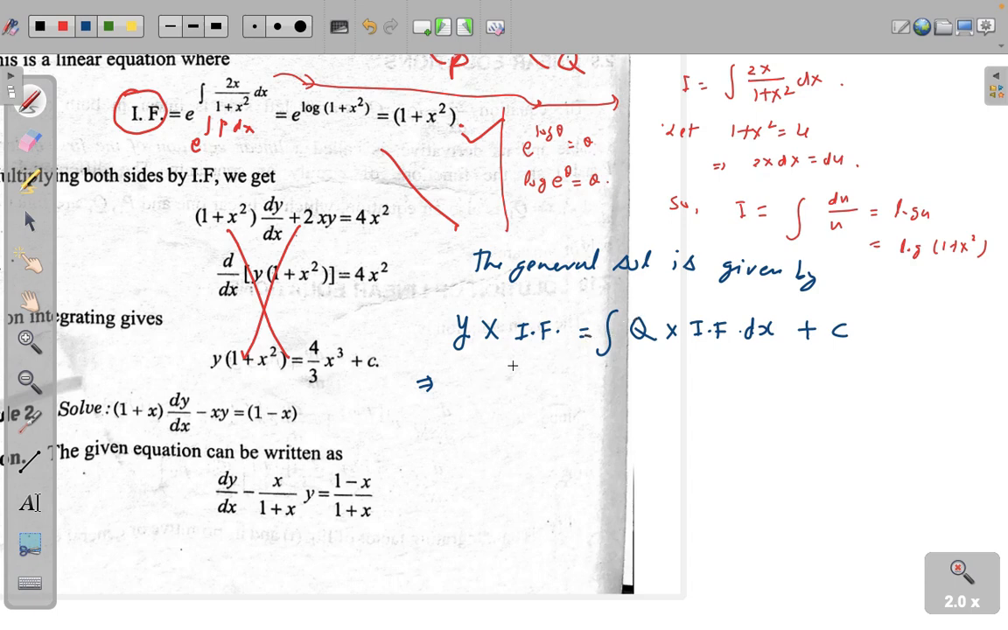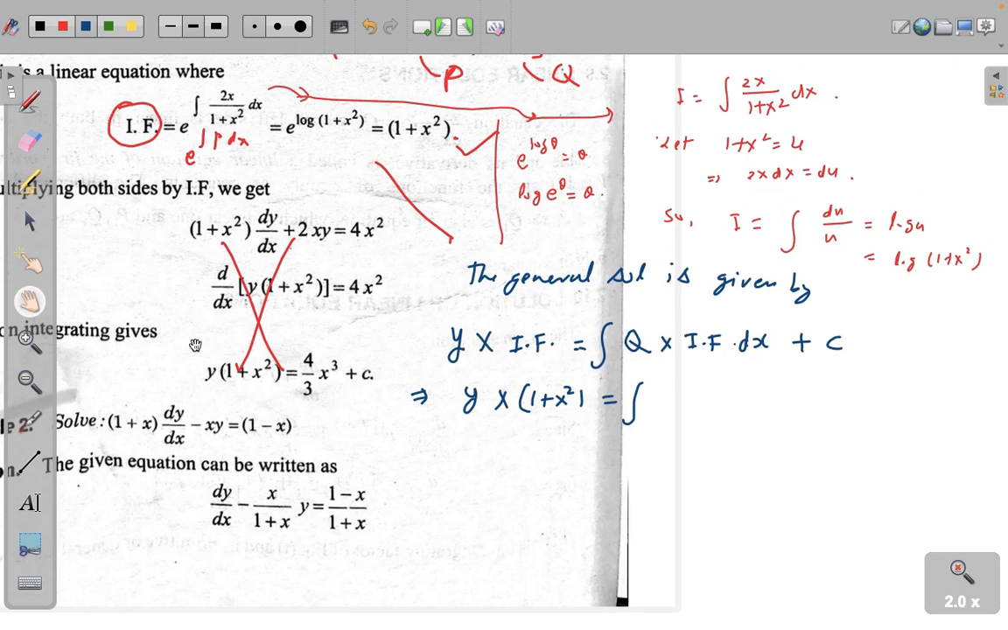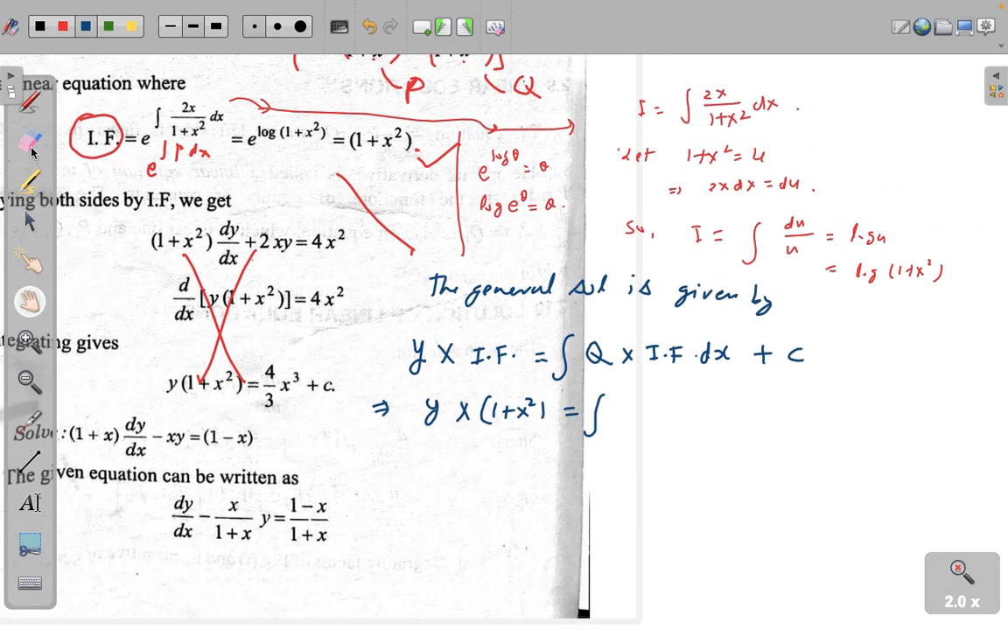So now we will put the value of IF, P and Q. Okay, there is no P, so IF and Q. So this will become y into the integrating factor, which is this, is equal to the integration of Q. Q is 4x upon 1 plus x square, and then the integrating factor is 1 plus x square, dx plus c.